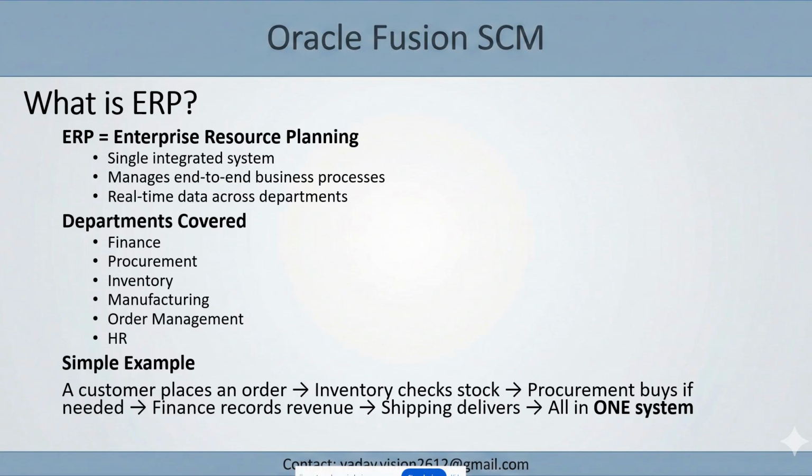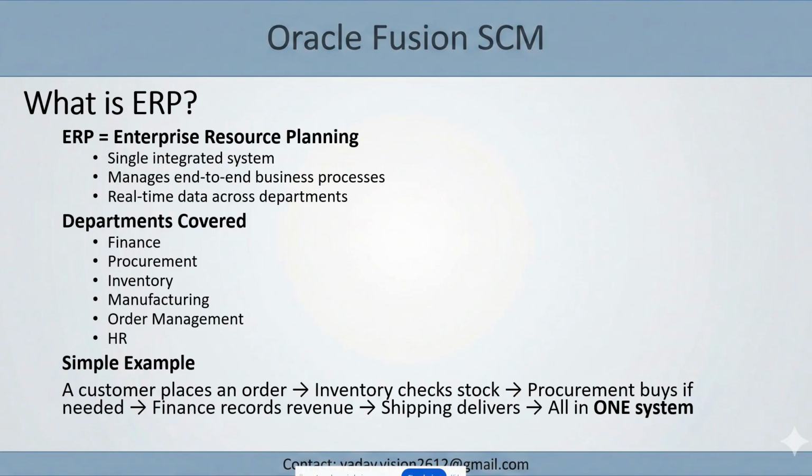ERP integrates your entire business into a single system where people can interact. For example, if you are shipping goods to the customer, you interact with the shipping team. When you receive stock, you interact with the warehouse team. Like that, the end-to-end business can be mapped into the ERP system. This ERP term is not only for Oracle. There are different ERP systems like SAP, Microsoft Dynamics, and Odoo.